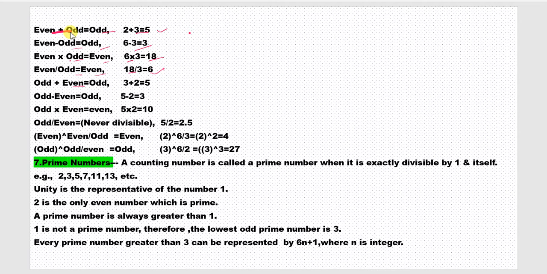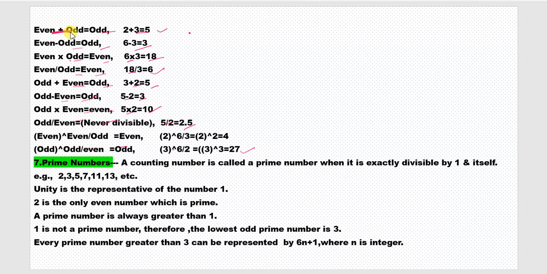Odd plus even is equal to odd. 3 plus 2 is 5. Odd minus even is odd. 5 minus 2 is equal to 3. Odd into even is equal to even. 5 into 2 is equal to 10. Odd by even is never divisible, like 5 by 2 is equal to 2.5. Odd to the power of even by 2 will be odd. For example, 3 to the power 6 by 2, that is 3 to the power 3, is equal to 27, that is odd.